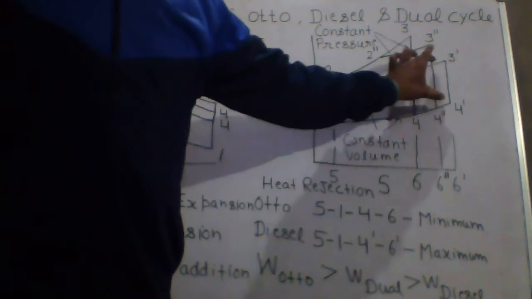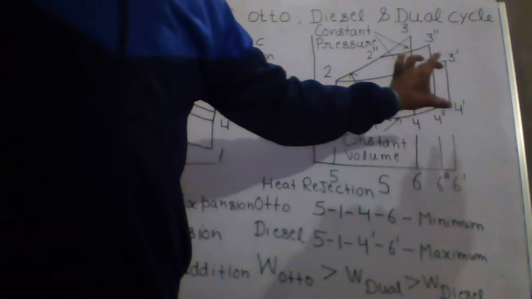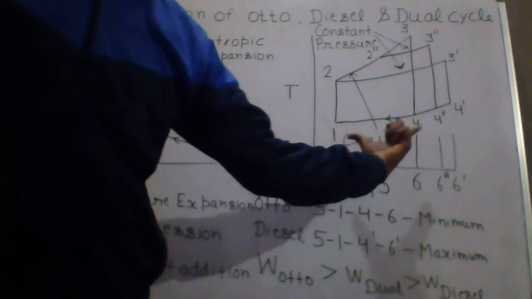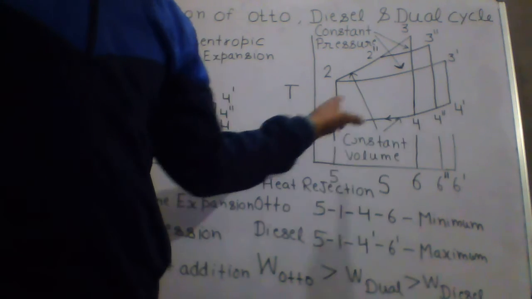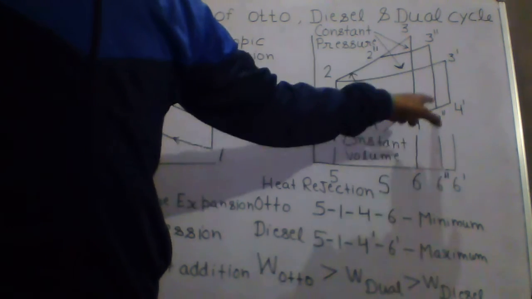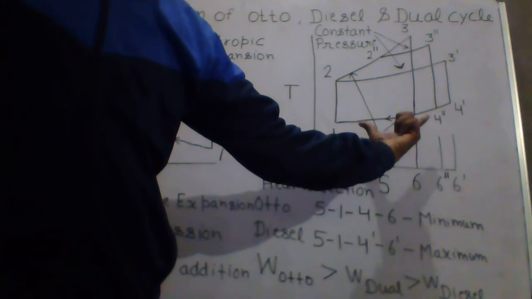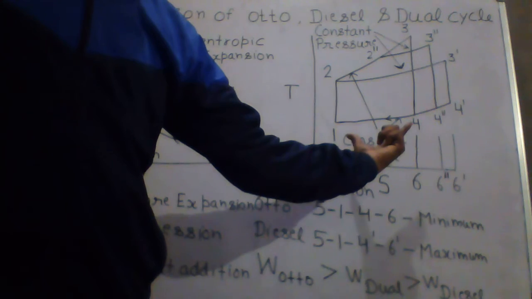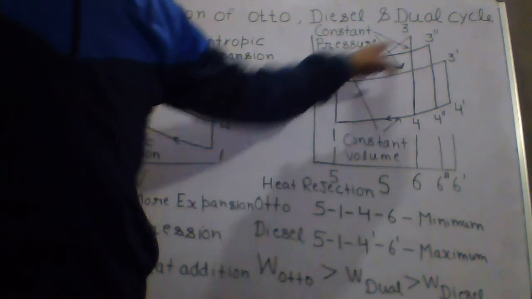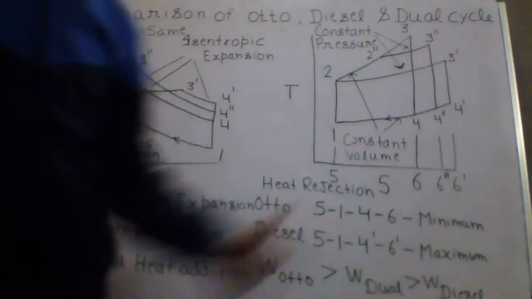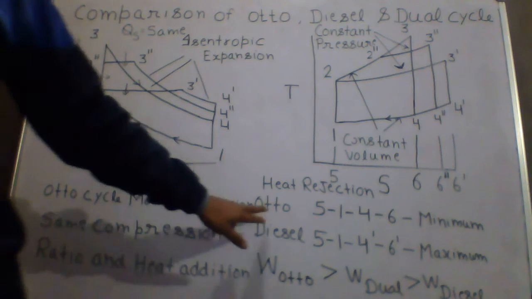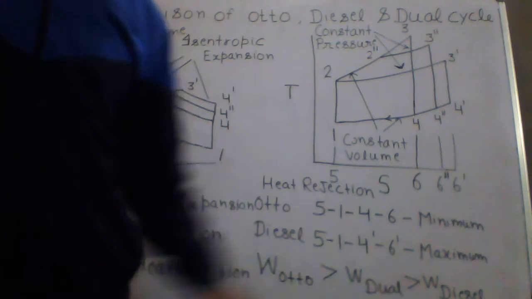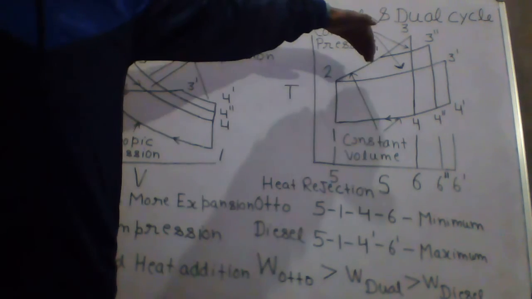In case of diesel cycle, the amount of heat rejection from 4 dash to 1 is more. In case of dual cycle, the amount of heat rejection is medium, and in case of Otto cycle 4 to 1, the amount of heat rejection is minimum. So you can see here Otto cycle has minimum heat rejection, diesel cycle has maximum heat rejection. Amount of heat supplied is same.